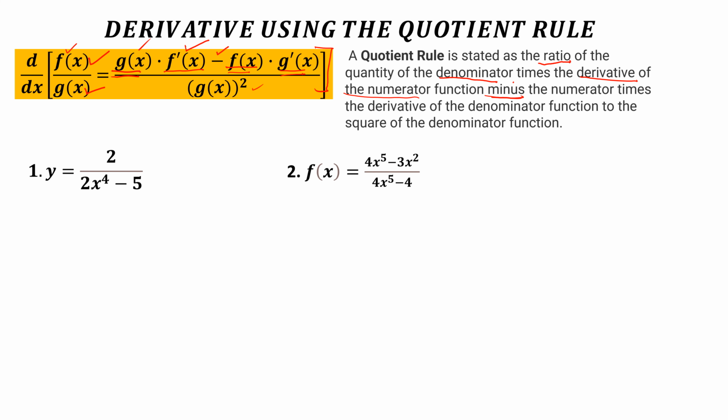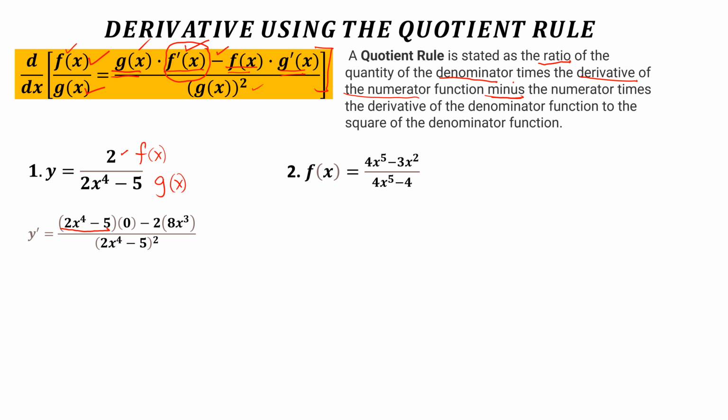So let us answer number 1. So remember that 2 is our f of x, and the 2x to the 4 minus 5 is our g of x. So let us now follow the rule. As it is stated, for g of x, we just copy the denominator. So we have copied the denominator as is, then times the derivative of the first function, which is the numerator.